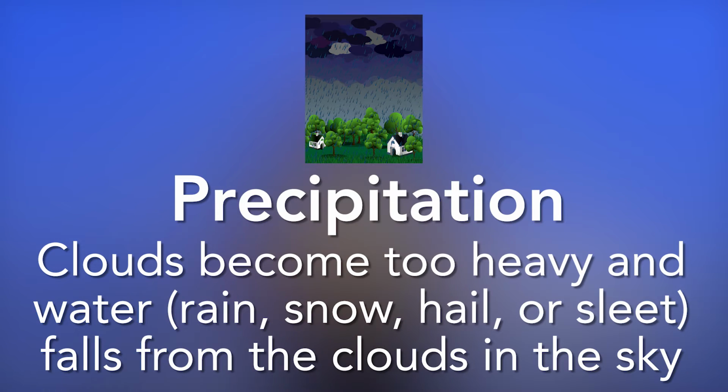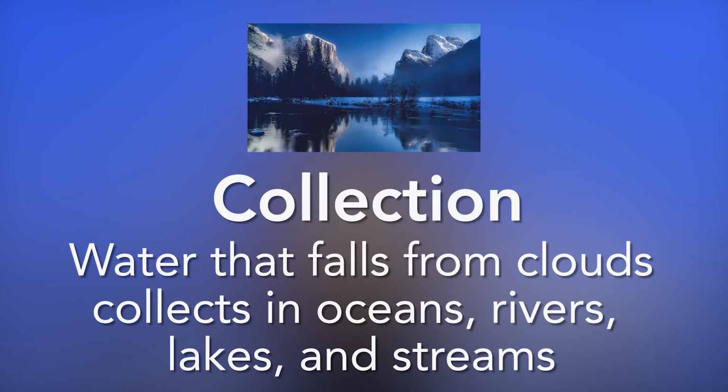Precipitation is when clouds become too heavy and water in the form of rain, snow, hail, or sleet falls from the clouds in the sky. To the collection. The collection is when water that falls from the clouds in the form of rain, snow, hail, or sleet collects into oceans, rivers, lakes, and streams. And most water will soak into the ground and will collect as underground water.